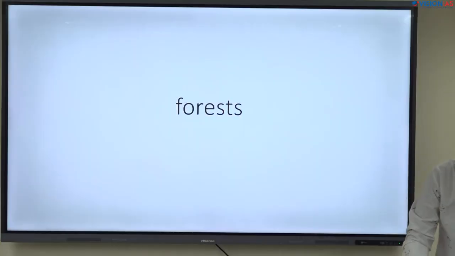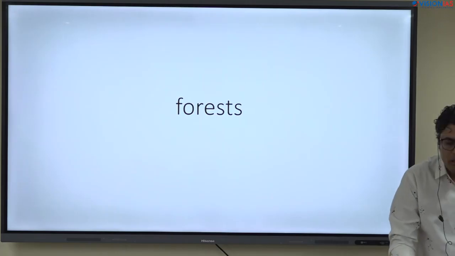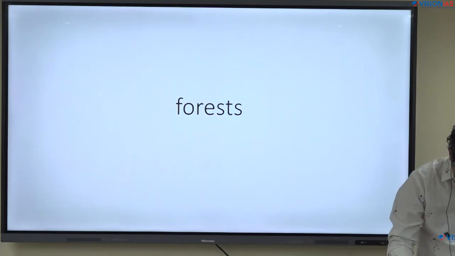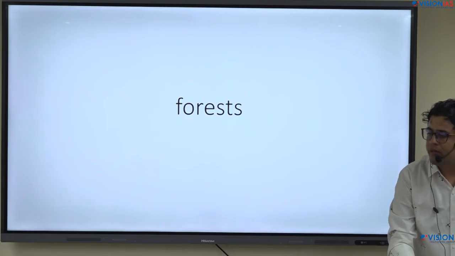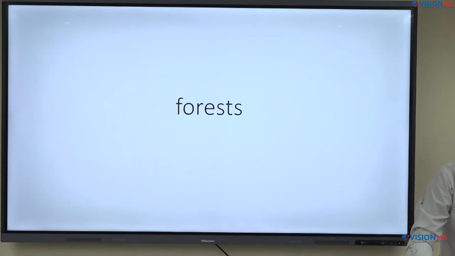Okay, so good morning everyone. We'll continue with our discussion. So go to page number 4 in your printout. We'll discuss forest types of India, the different types of forest which are found in our country.